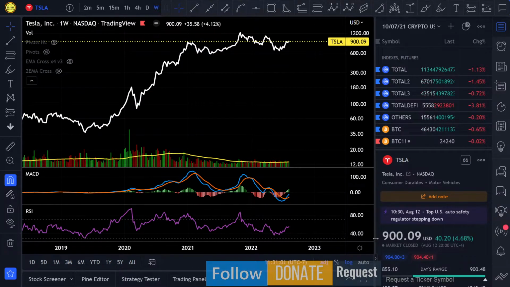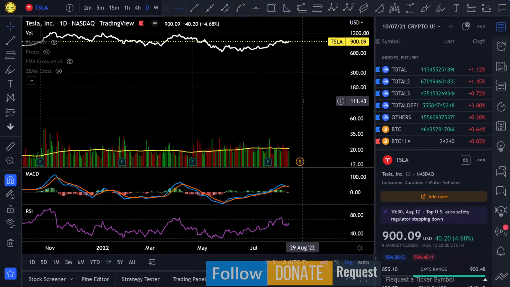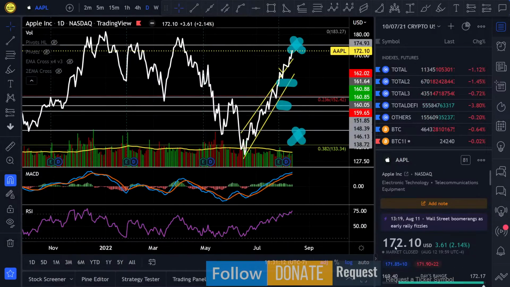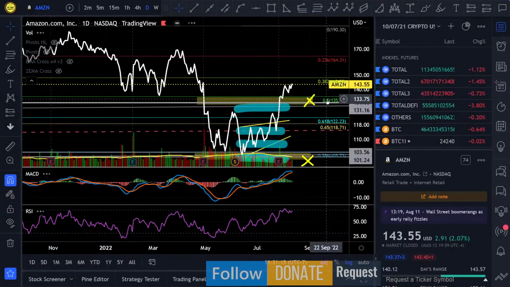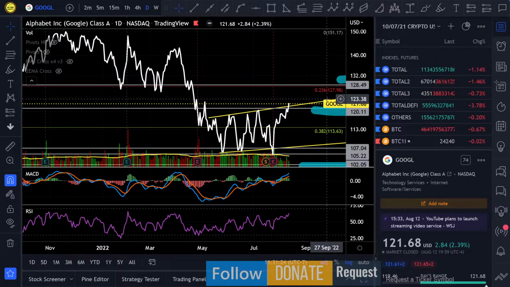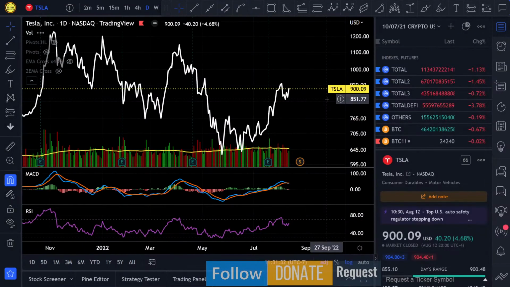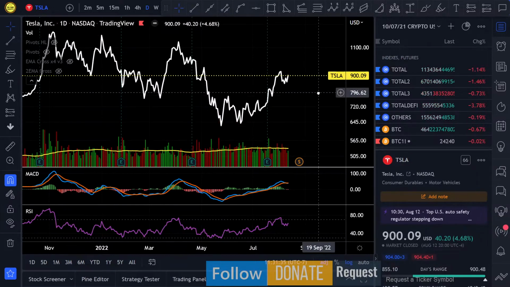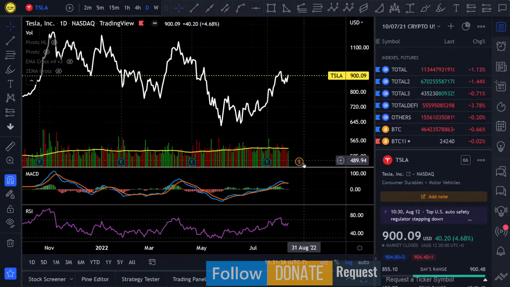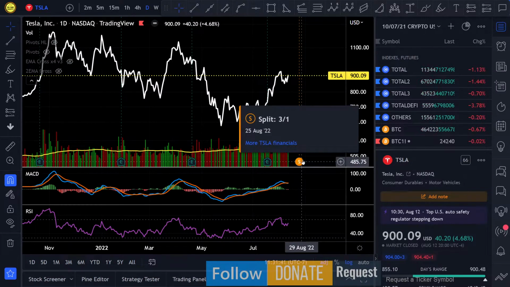Let's talk to my friend. Tesla, $900. They're doing a 3-to-1 stock split. So in a couple of weeks, August 24, 25, Tesla could be approximately $300. So it's gearing up, right? Apple is $172. We'll get into this. Amazon, $143. Amazon used to be like $2,250 1 or 2 years ago. Google, stock split, $121, used to be $1,000 plus. Netflix, $250, right? And now Tesla is finally going to drop down to that sub $500, sub $400 range. The split is here on the charts. August 25.